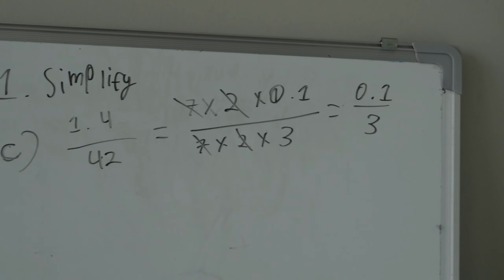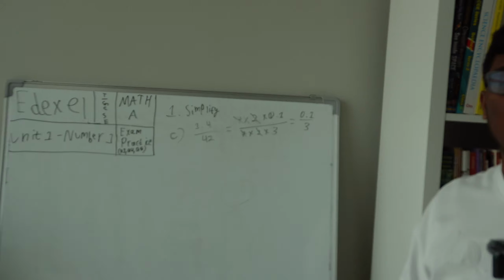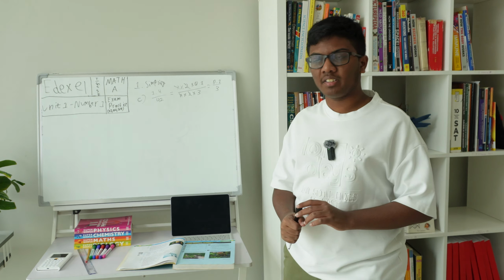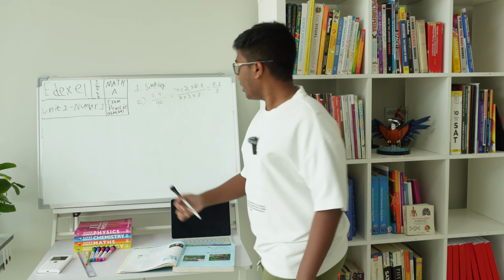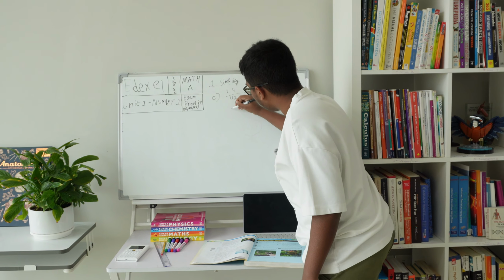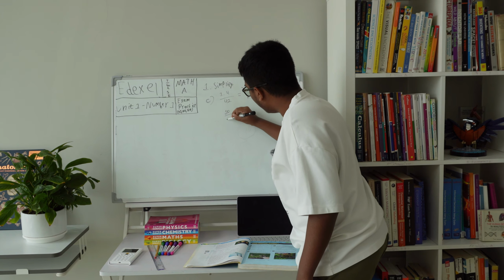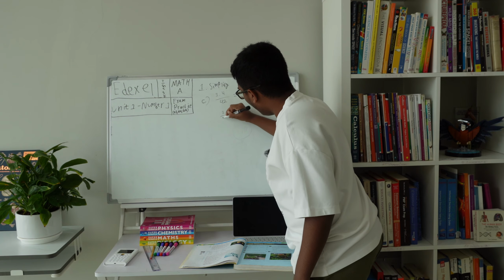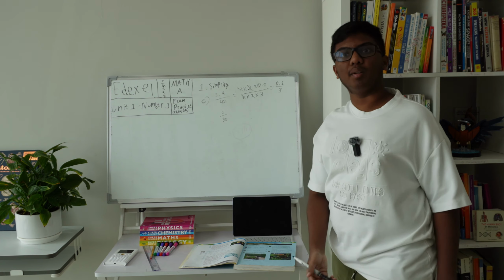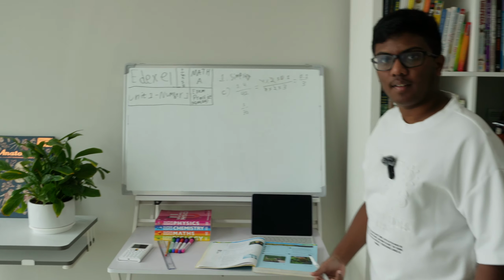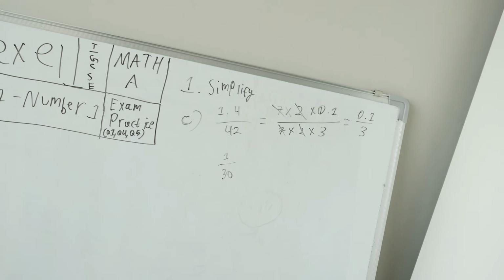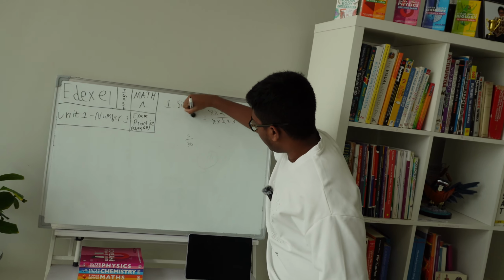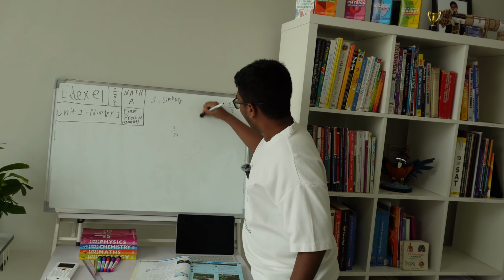But this is not the answer, because there's a law in fractions that states that neither the numerator nor the denominator can be decimals. So in this case, 0.1 over 3 will have to be changed to 10 over, it'll be changed to 1 over 30. Simple, isn't it? Have a gander at the answer. So now we are done with question number 1.